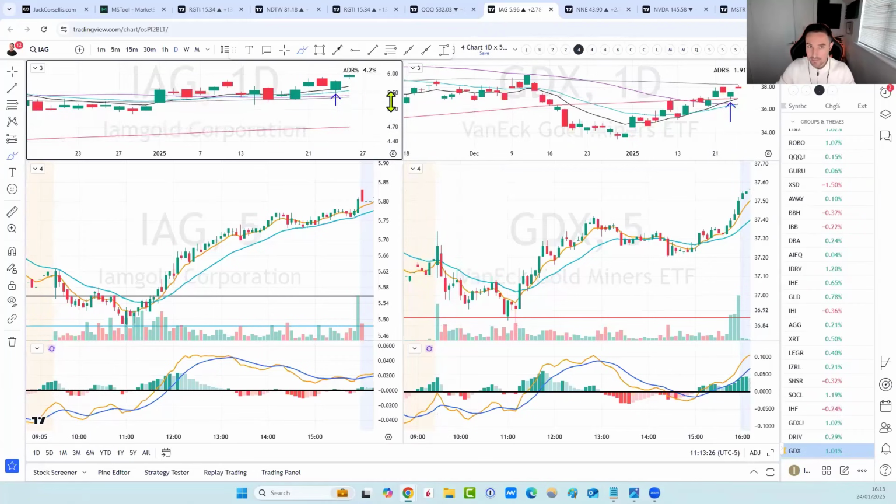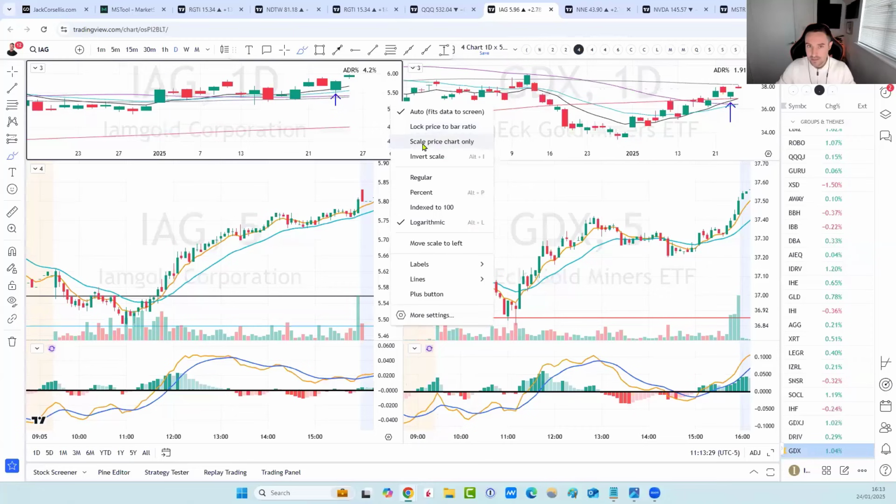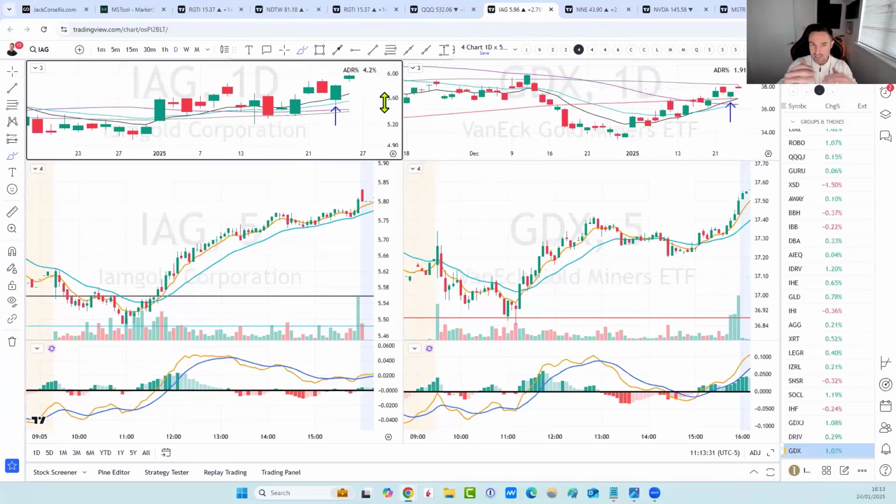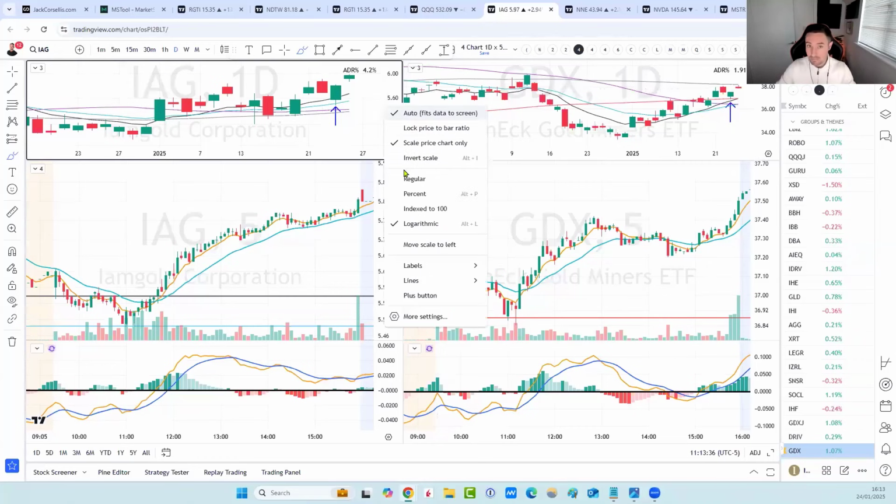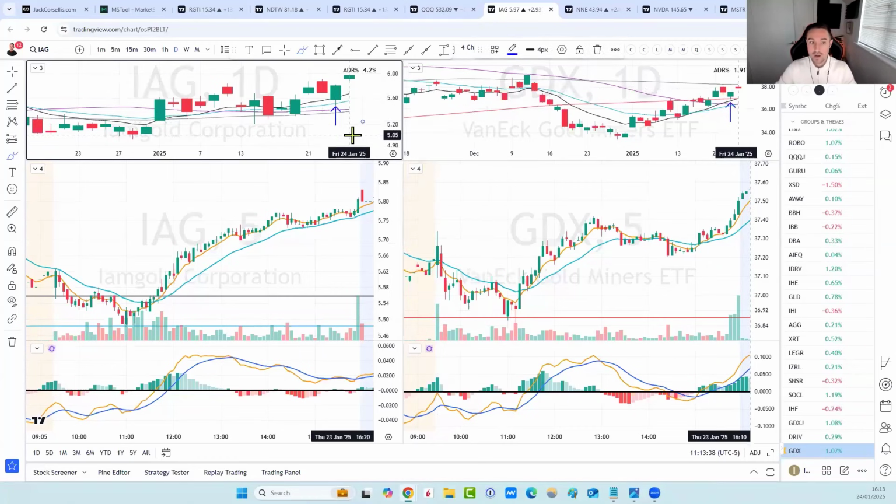If you want to see how I set my scaling up, by the way, it's like this: auto fits data to screen, select scale price chart only. That means it won't do the moving averages. If the 200-day is way down here, it'll skew it all up basically. That's how I have it logarithmic as well. Works best for my eyes.